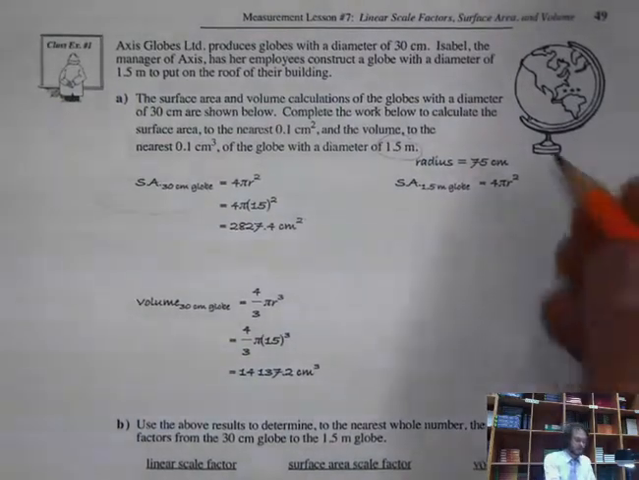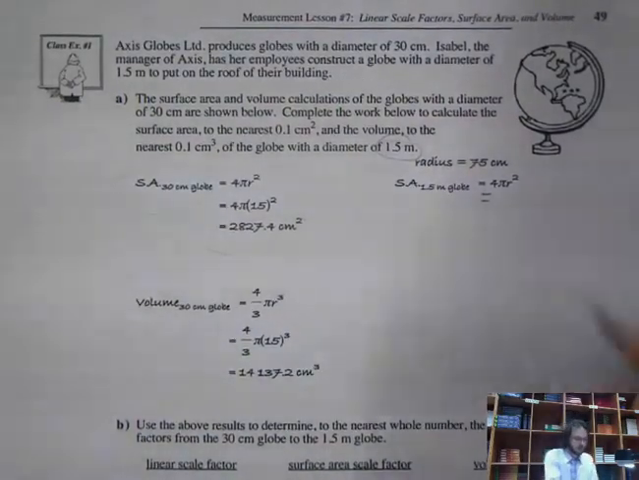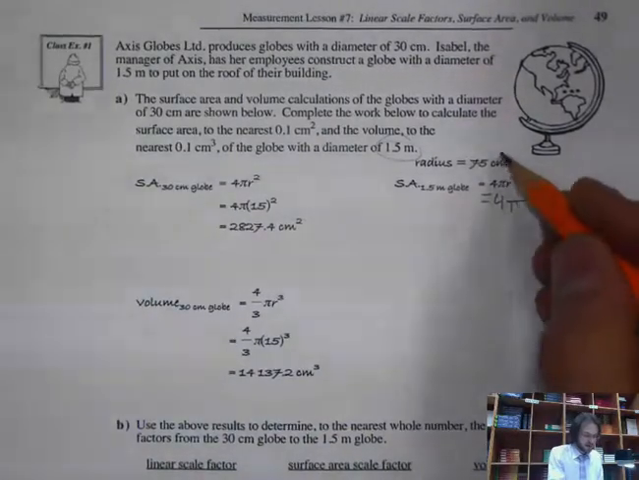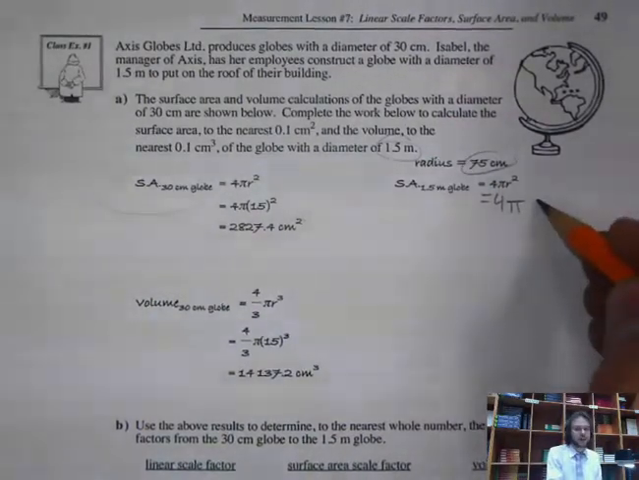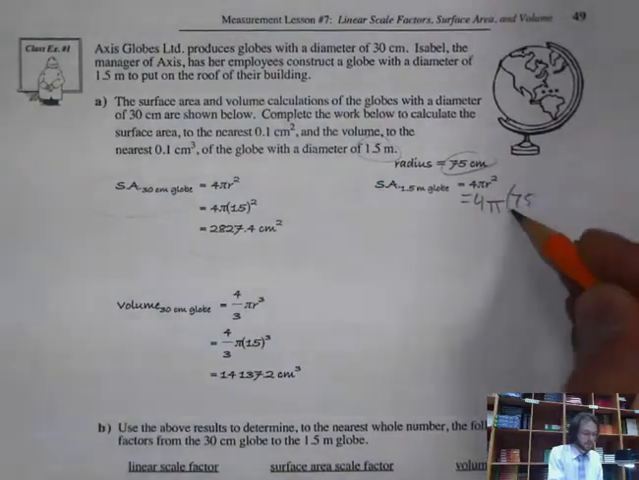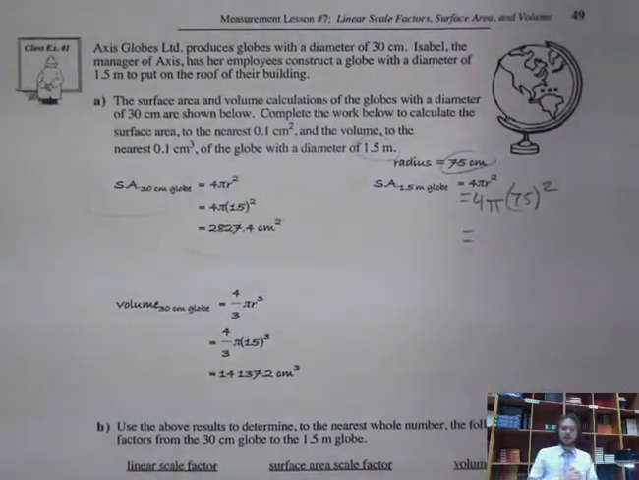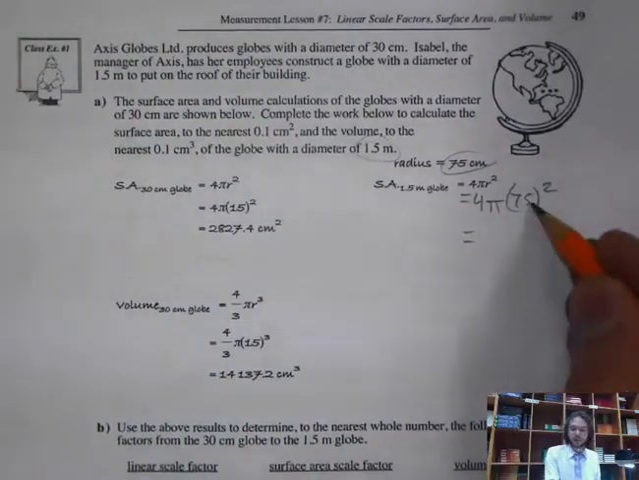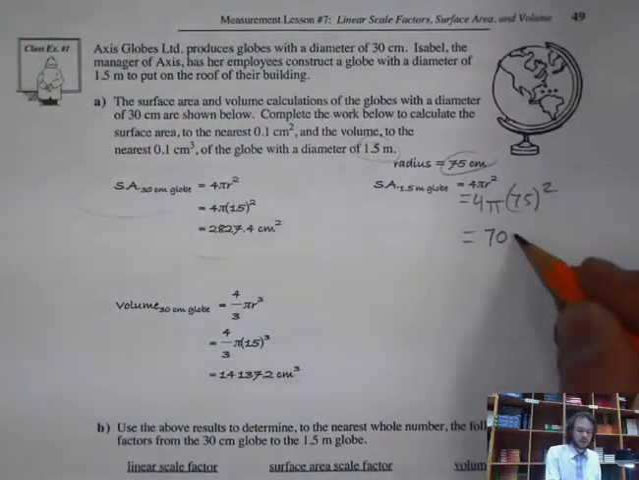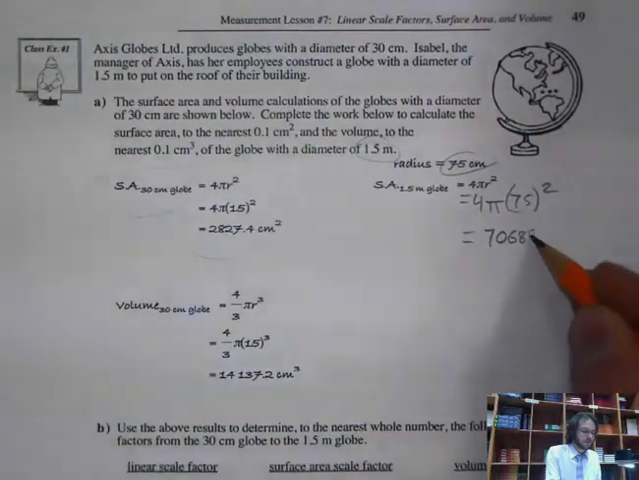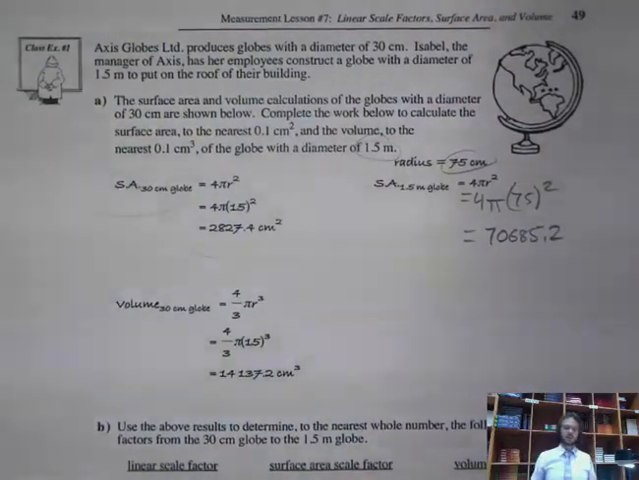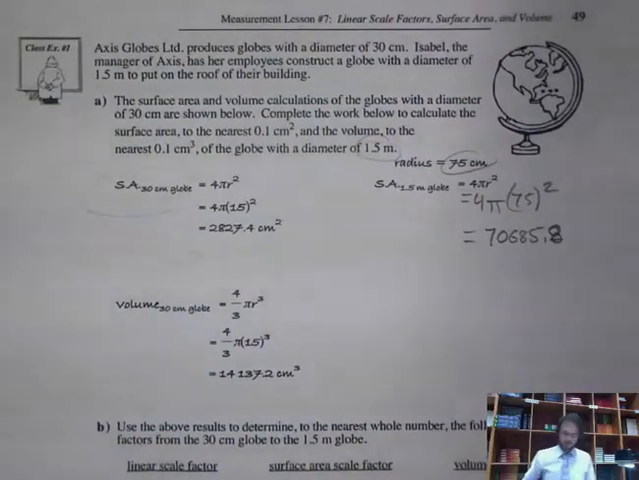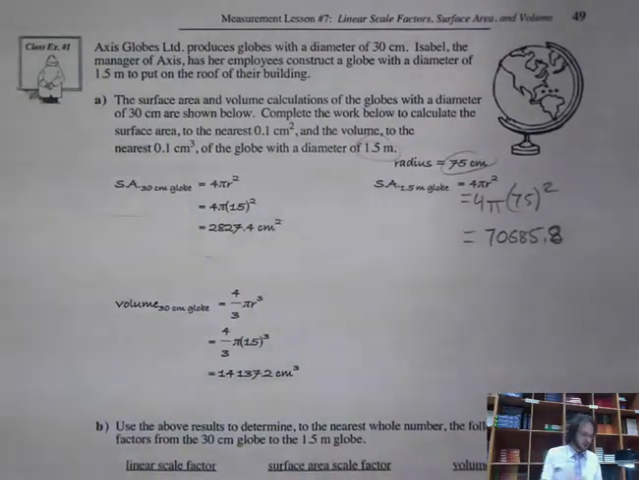Now, we're finding the surface area of the globe, that's 1.5. So I just go 4 multiplied by pi, multiplied by my radius, which is 75, half a meter. Okay? Now if I plug that into my calculator, I'm going to end up getting a total of 7,685.8. Now, let's take a look at the next one.